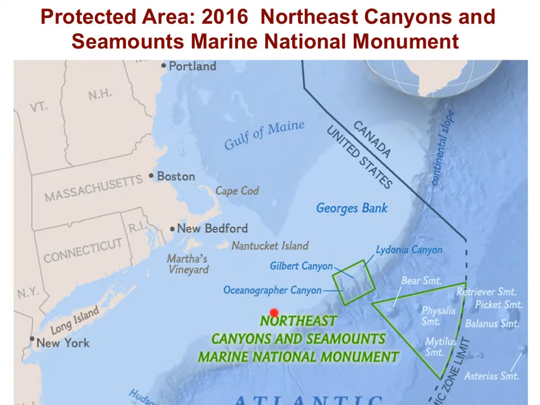The Northeast Canyons and Seamounts Marine National Monument is a marine national monument of the United States off the coast of New England on the edge of George's Bank. It was created by President Barack Obama in September 2016, and it is the first U.S. national marine monument in the Atlantic Ocean. The area is home to rare and endangered species including sperm whales, fin whales, and sea turtles.